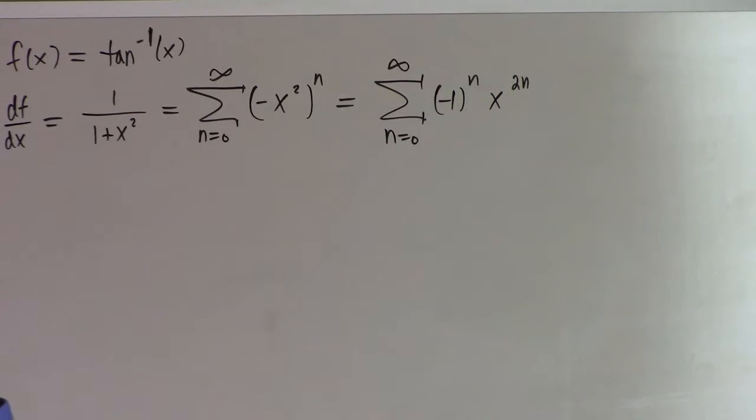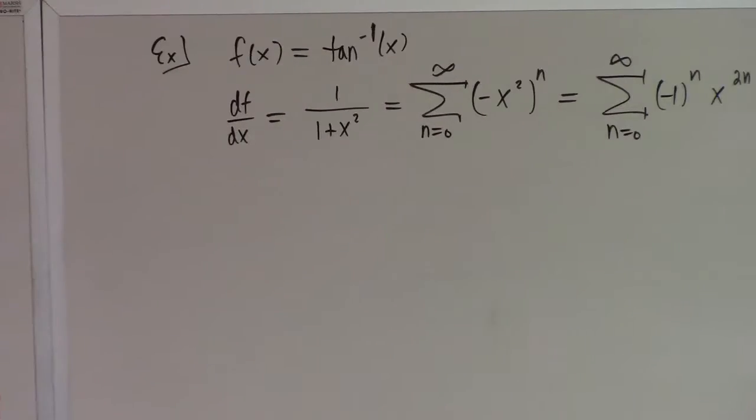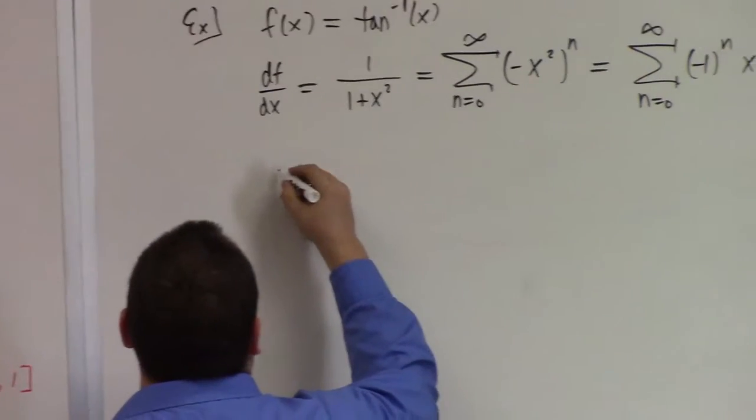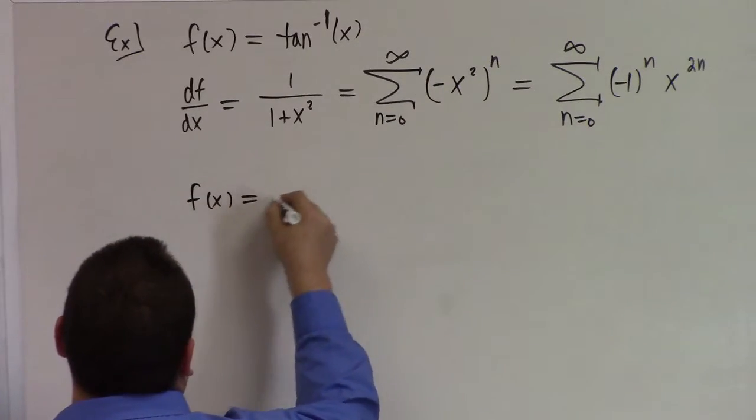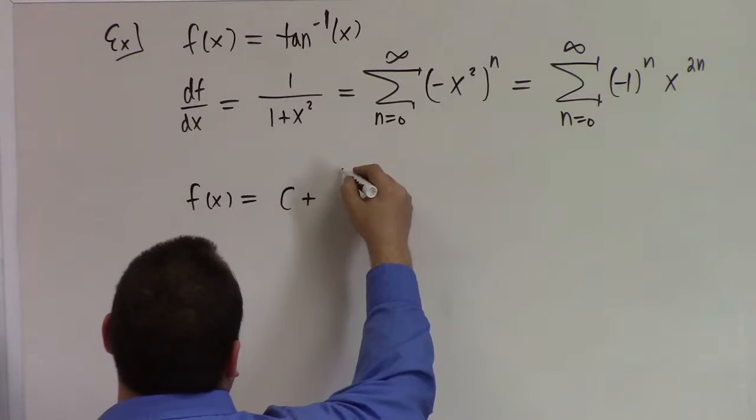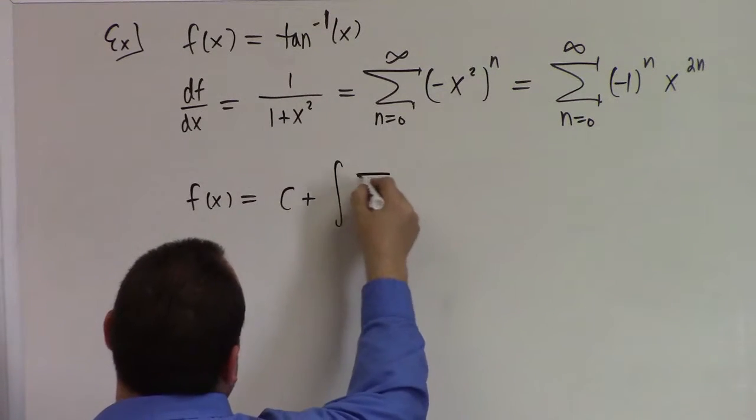So no, inverse tangent I can't find. It's not geometric. I can't use the geometric series result directly, right? But if I differentiate it, I get 1 over 1 plus x squared. That is the right pattern for a geometric series. And so then I can work my way back. I can say, aha, well then f of x is equal to some constant plus the integral of this series.